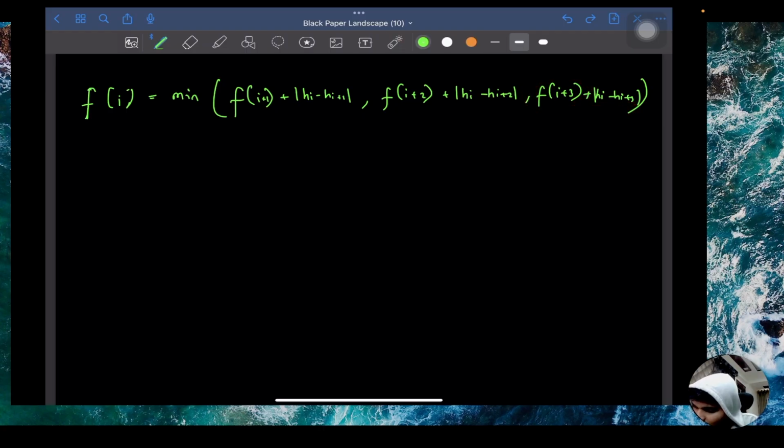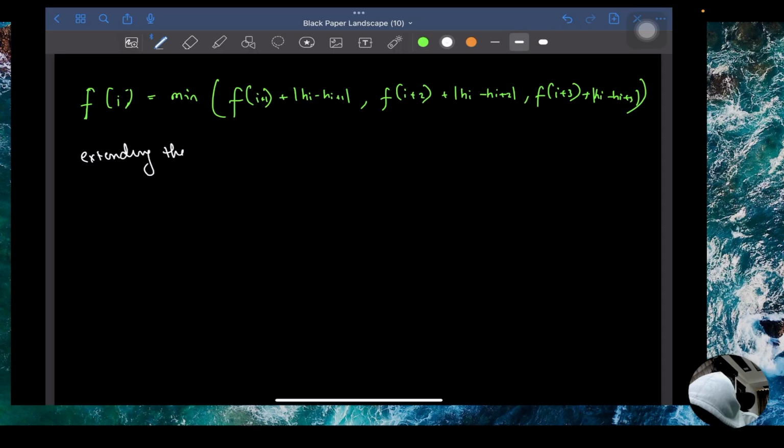Simple thing. Now, if I just extend this solution for k, extending the solution for k, right? We can say that now from any ith stone, I have multiple choices.